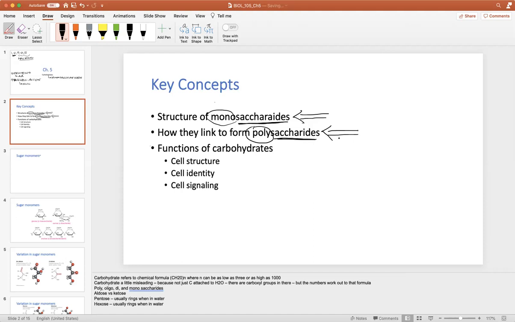Then finally, I want us to understand something about what carbohydrates do. So we're going to learn that there's three basic functions that carbohydrates can carry out within a cell. They function to add structure to cells. They help cells recognize one another as self or non-self. And they're also involved in cell signaling. So we're going to talk about that as well.